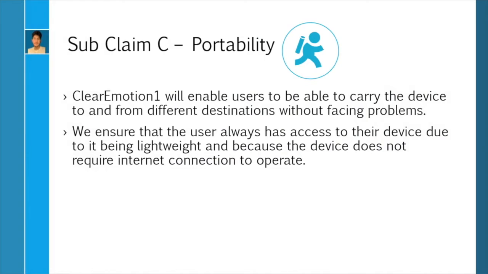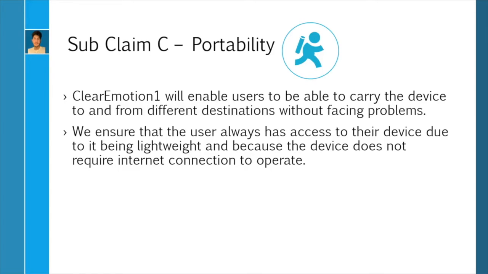Subclaim C, portability. Based on our analysis of the physical environment of our client's patient, the Clear Emotion 1 is intended to operate in various areas such as schools, homes, and public spaces. Furthermore, by ensuring our device is portable, we ensure that the user always has access to their device. The Cambridge Dictionary describes portability as something that is easily carried or moved, especially if it is small and light. Thus, by making our device lightweight, we guarantee that our device will be easily moved from one location to another.